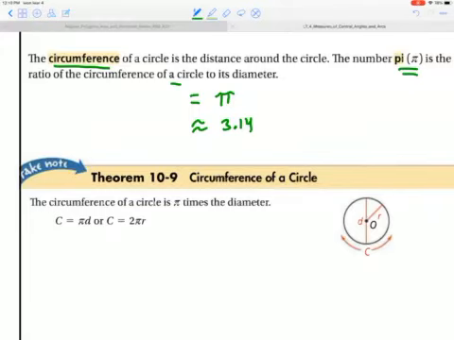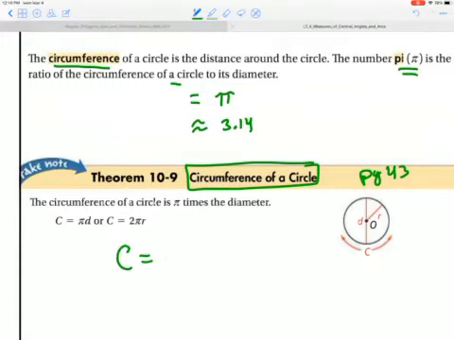So circumference of a circle. Add this to page 43. And the formula is, I like to say, C de pi. If you see de pi, you eat de pi, right? C equals D times pi, or pi times D. C de pi, eat de pi.